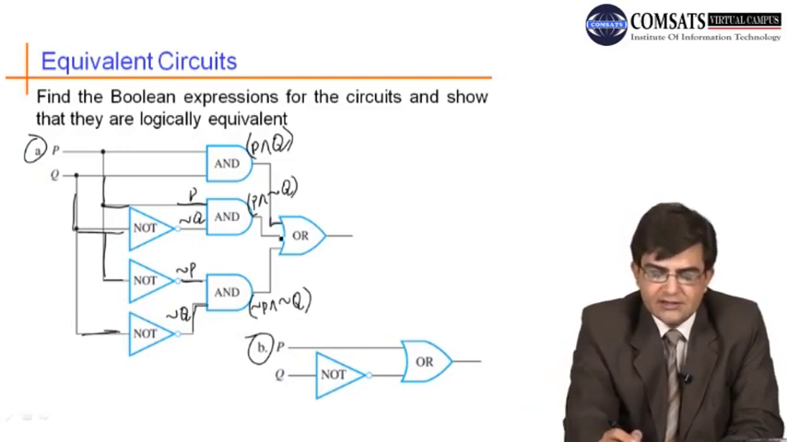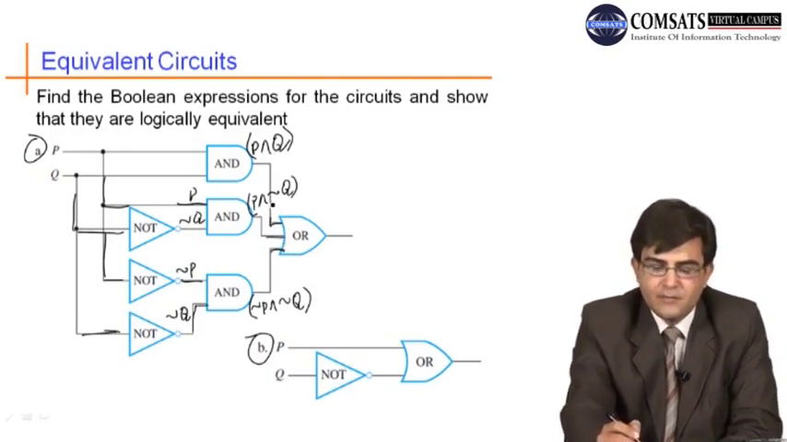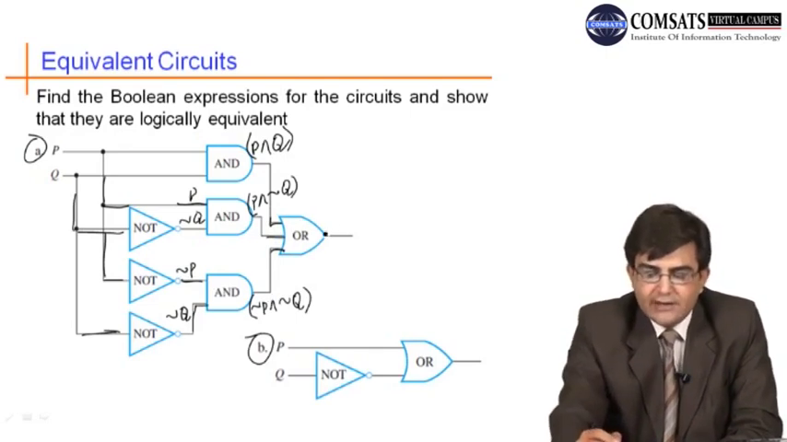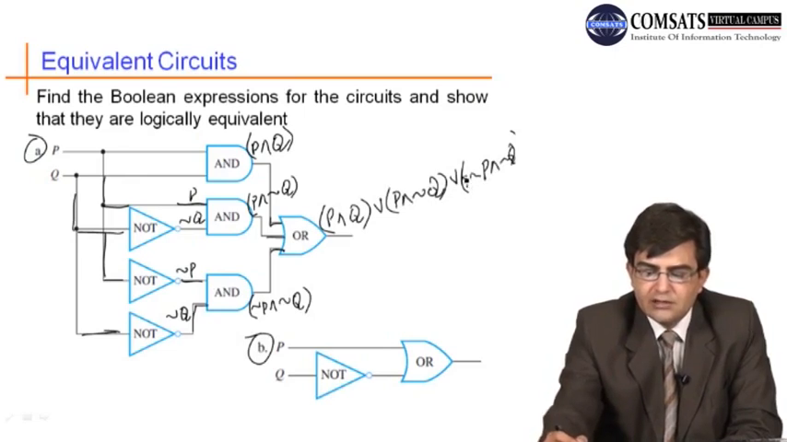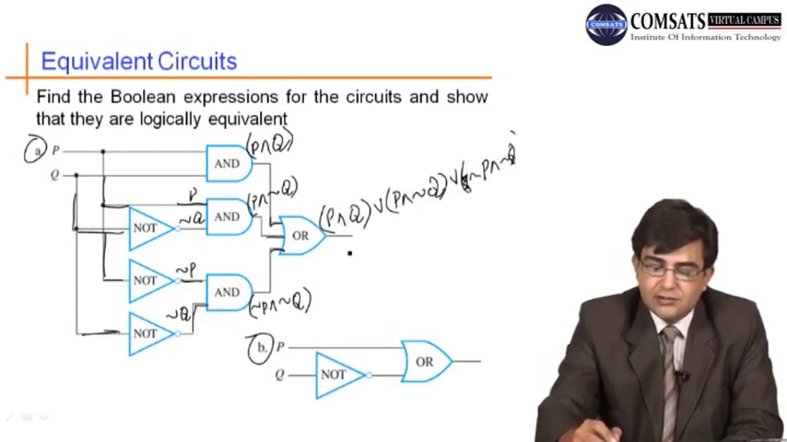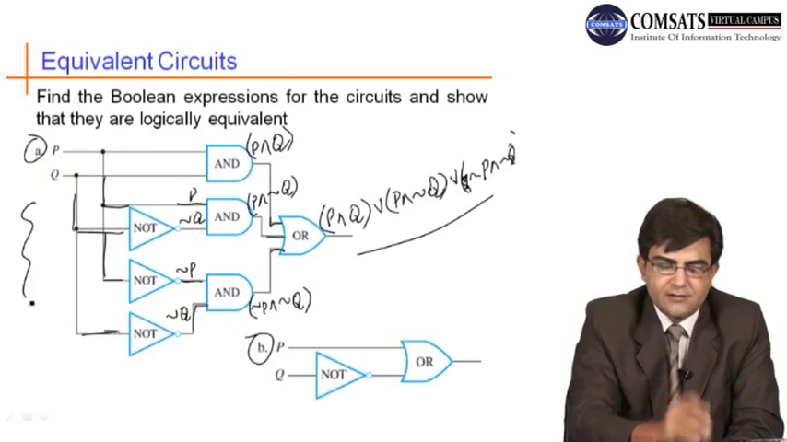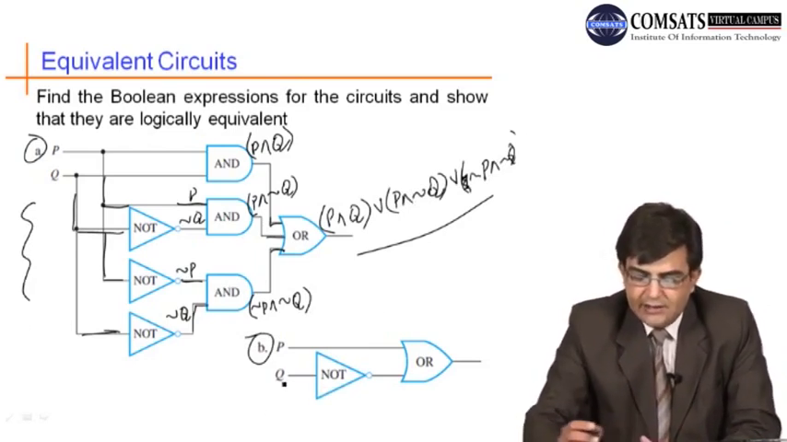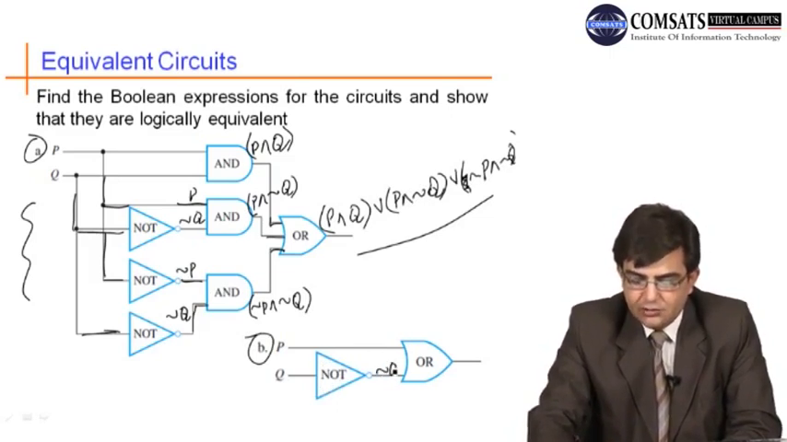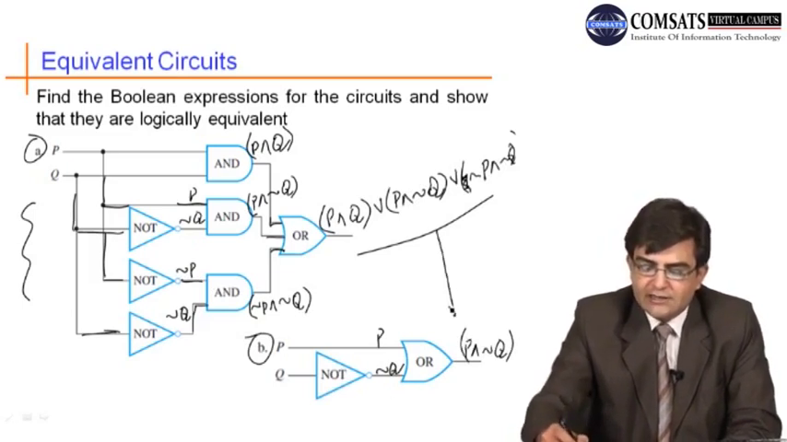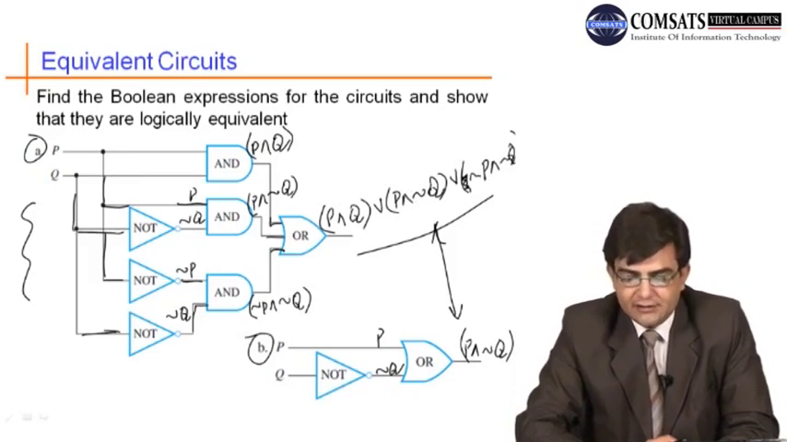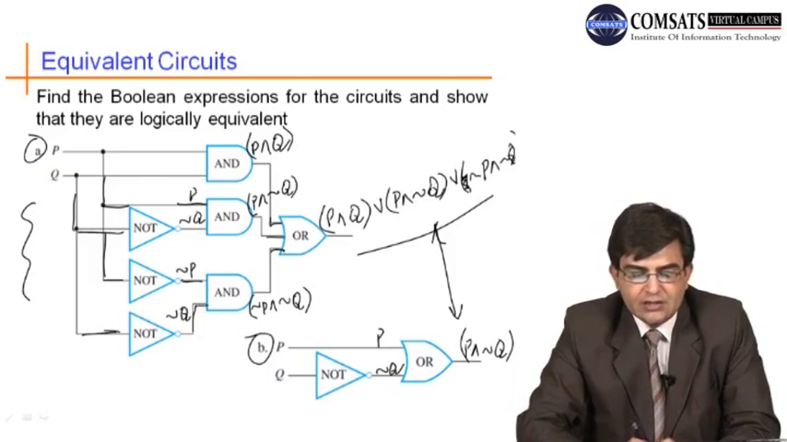Here we have an OR gate, whose inputs are these three: P and Q, P and NOT Q, and NOT P and NOT Q. Therefore we can write (P and Q) OR (P and NOT Q) OR (NOT P and NOT Q). So this is the Boolean expression which corresponds to this circuit. You can see that this is a very long Boolean expression. For the other circuit, we have one NOT gate, so here we have NOT Q, here we have P, and the output of this circuit is P and NOT Q. So we have to prove that these two Boolean expressions are logically equivalent, and as I told you, we can show it by using truth tables.